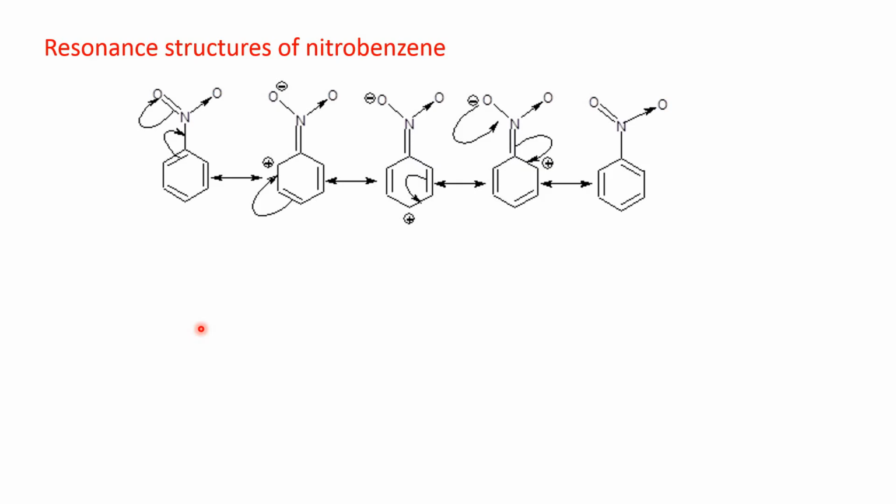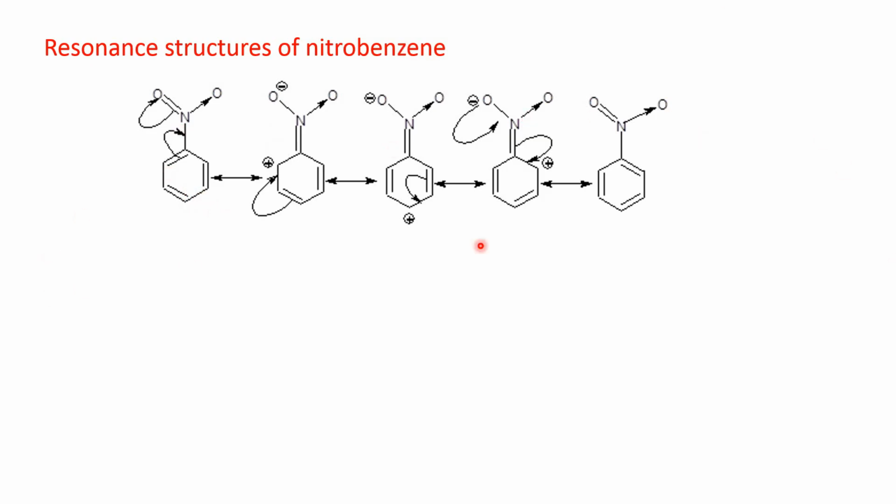So when electron density is withdrawn, the benzene ring becomes electron deficient. When the benzene ring becomes electron deficient, electrophilic attack does not take place easily. That means the ring becomes deactivated towards electrophilic substitution. Now the question is, why does this deactivating group direct the incoming group to the meta position?